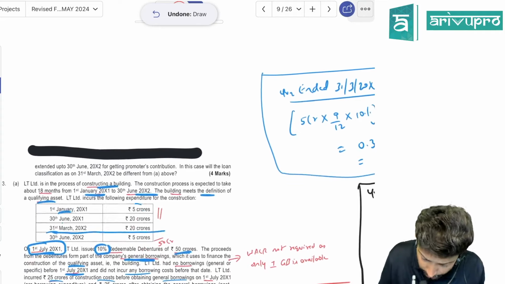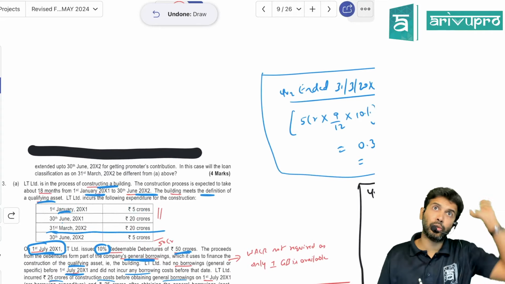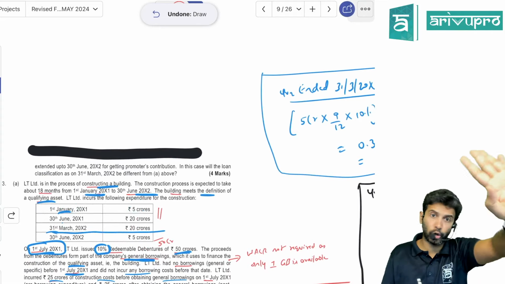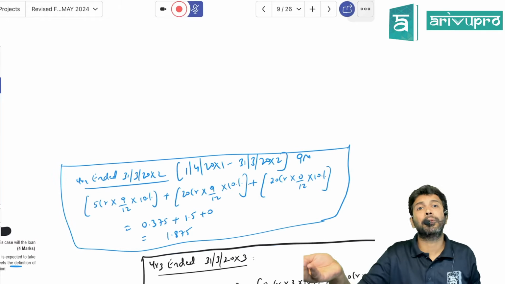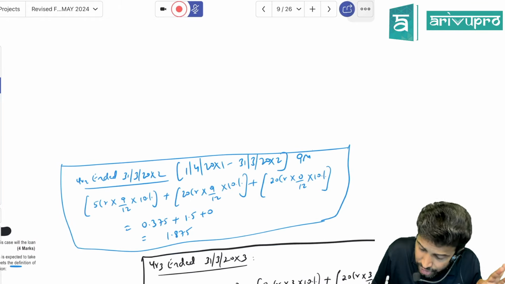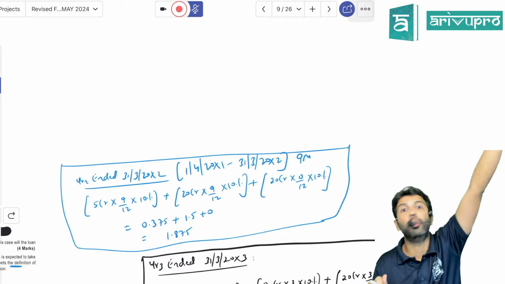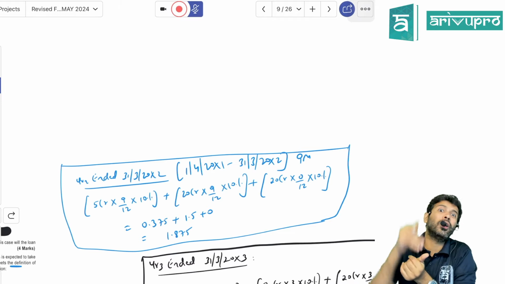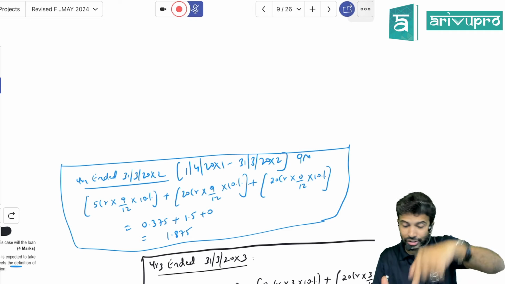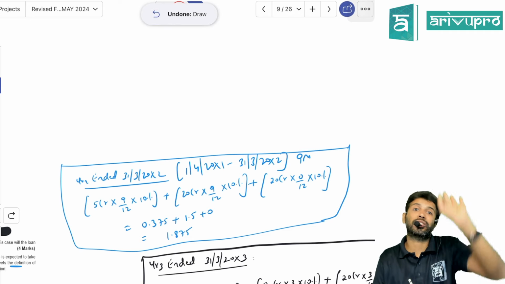But this expenditure of 5 crore is incurred on 1st January, no sir? That means the weightage will be 15 months, no sir? No. Since the borrowing itself came on 1st July, the maximum weightage you can give for this calculation is only 9 by 12. You cannot go beyond that, because borrowing came only in July. So July to March, because the current year ends in March, the weightage is only 9 by 12.